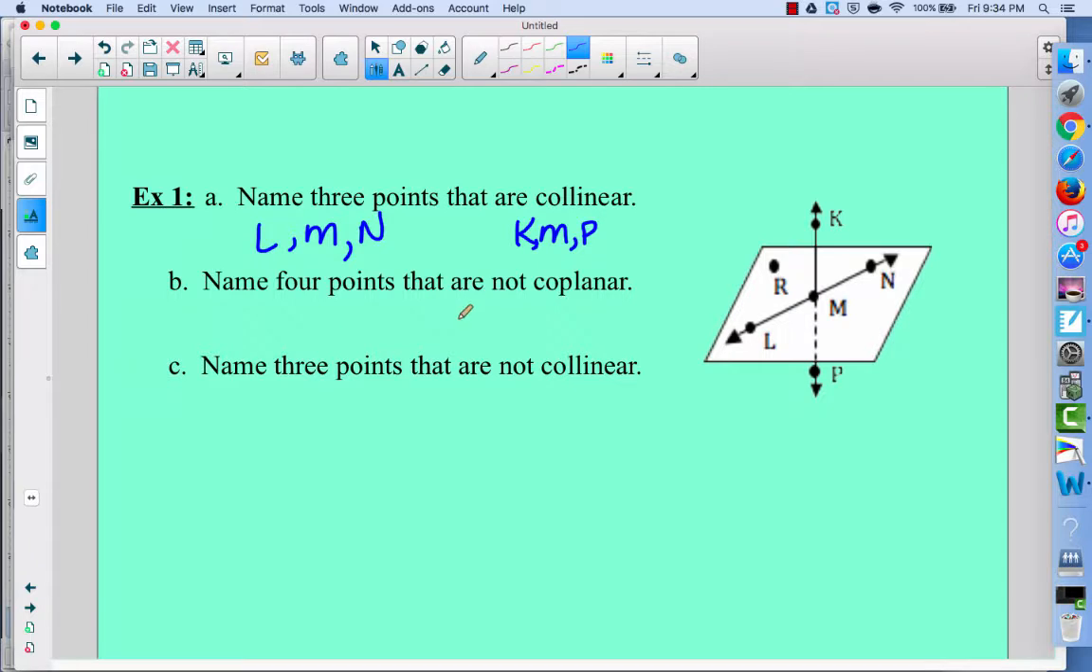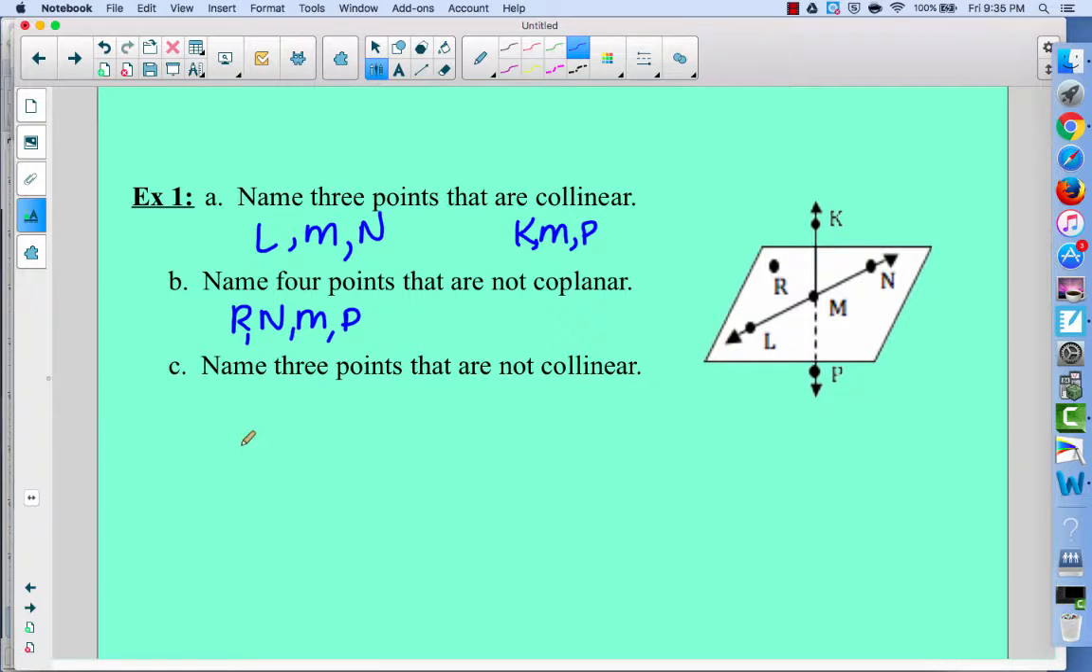4 points that are not coplanar. That means they are not on the same plane. All right, so how about R, N, M, and P? Okay, those points are not on the same plane. R, M, and N are on the same plane. M, N, and P can be on the same plane because remember 3 points make a plane. But that 4th point, different place.